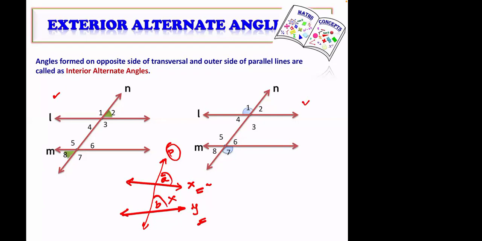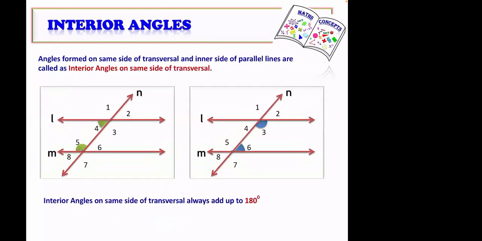So we have learned vertically opposite angles, corresponding angles, and interior and exterior alternate angles. We have learned three types. The last one is interior angles, only interior angles. Interior angles means the angles which are on the same side of the transversal and inner side of both parallel lines. 4 and 5 are interior angles. 3 and 6 are interior angles. Here they are on the left side of the transversal, here they are on the right side.